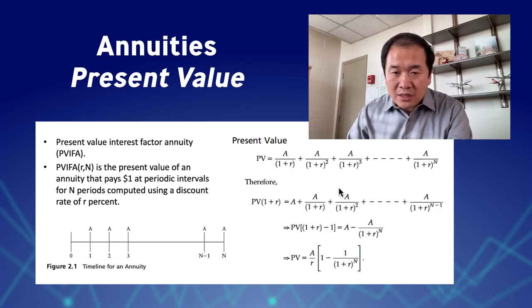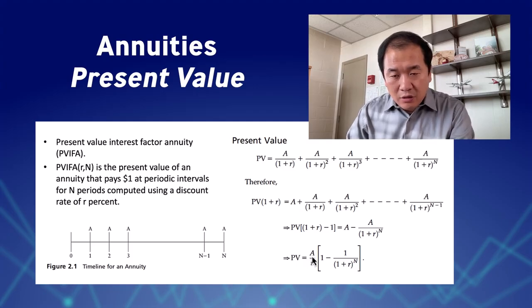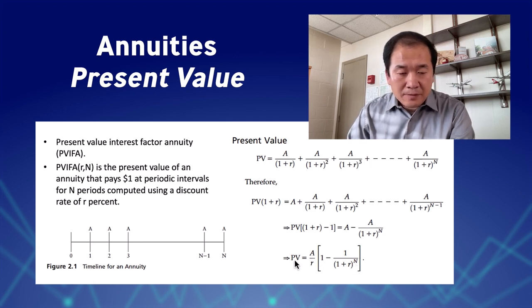So what will happen is that all the rest will go, and what you have is A minus A divided by 1 plus R to the power of N. So you got this. Then you just move this to the right-hand side. You got the present value is A divided by R, times 1 minus 1 divided by 1 plus R to the power of N. Right? So that's how you calculate, based on the payment of each period, the interest rate, and the total number of payments, how to convert them quickly into the present value.